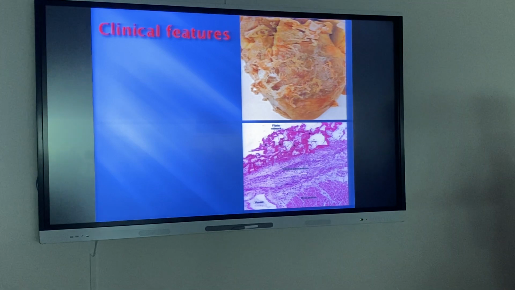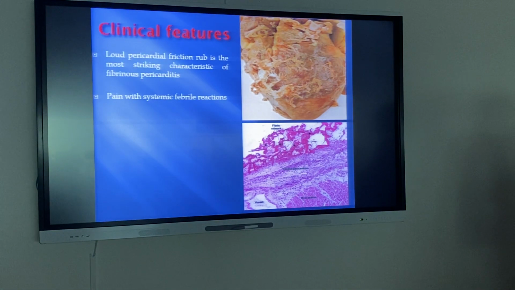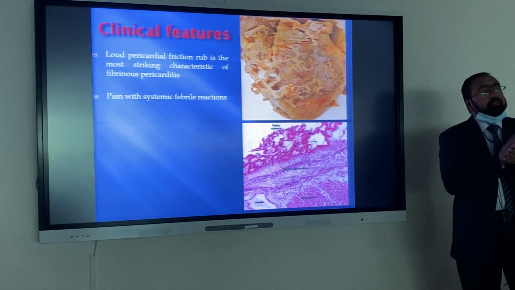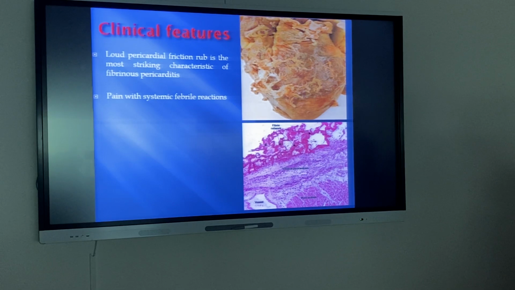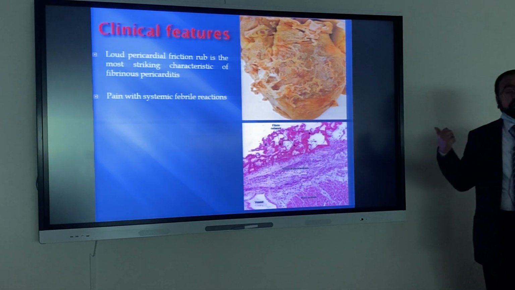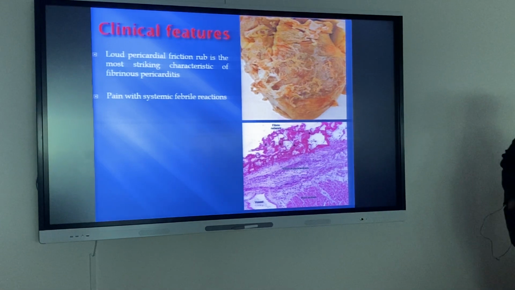Clinical feature, the important one is a loud pericardial friction rub. How does it sound, or how can you hear it? This is called friction rub. If you listen with the stethoscope, put it here. Normally you will only hear lub dub, lub dub, lub dub, that's all. But along with the lub dub, you will hear an additional rub. So this is called friction rub. These patients with fibrinous pericarditis will have this rub.